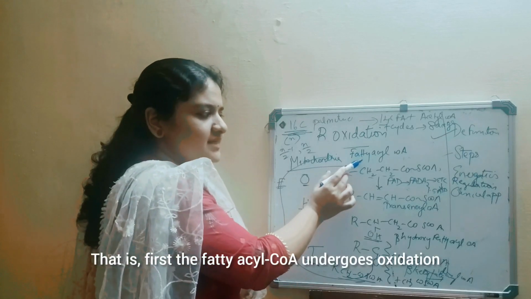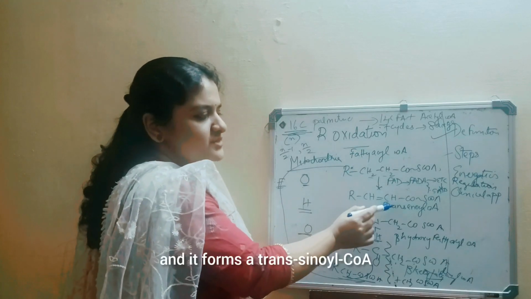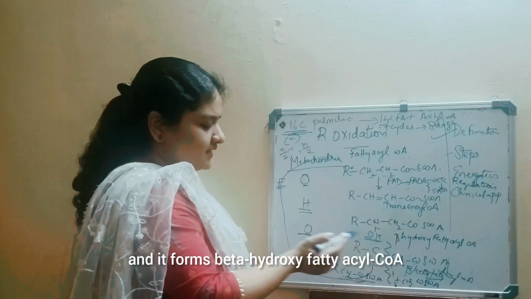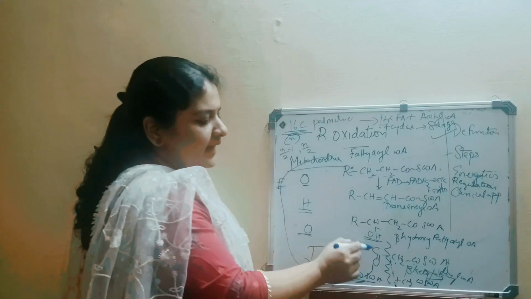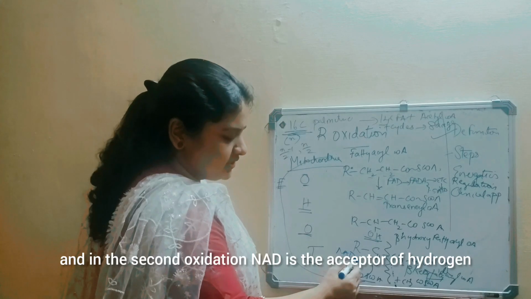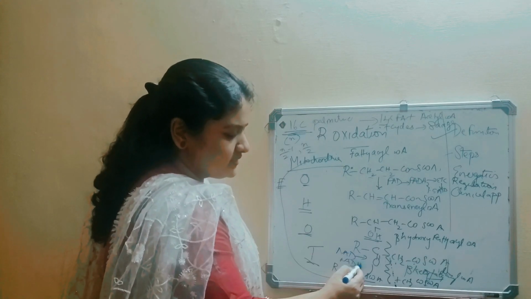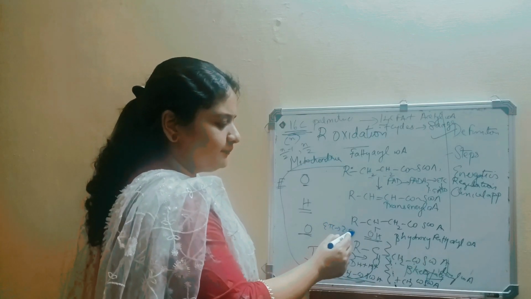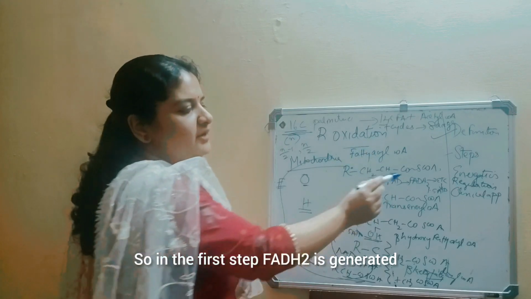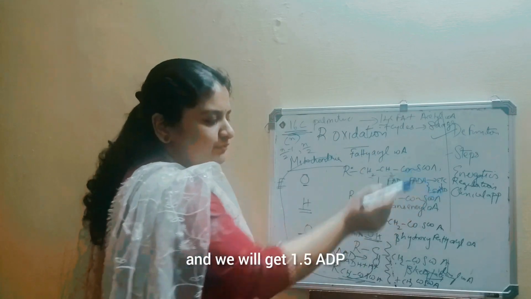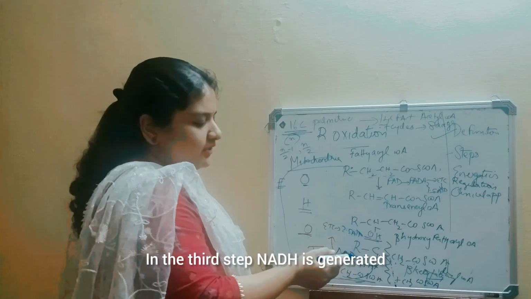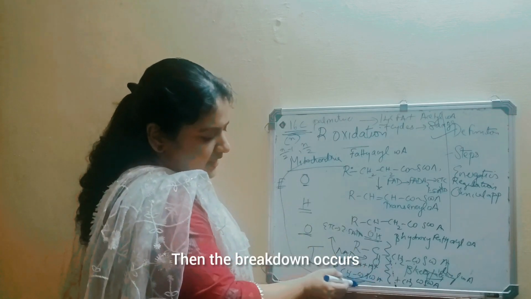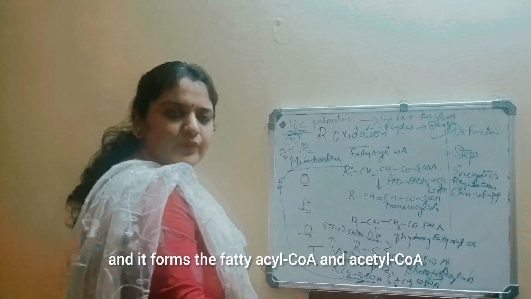First, the fatty acyl CoA undergoes oxidation and forms trans-enoyl CoA. Then it undergoes hydration and forms beta hydroxy fatty acyl CoA. Then it again undergoes oxidation, and in the second oxidation NAD is the acceptor of hydrogen. So NAD will become NADH plus H plus, and this NADH will enter the ETC to form 2.5 ATP. So in the first step FADH2 is generated, which goes to the electron transport chain and we get 1.5 ATP. In the third step NADH is generated and goes to the electron transport chain to generate 2.5 ATPs. Then the breakdown occurs and it forms a fatty acyl CoA and acetyl CoA.